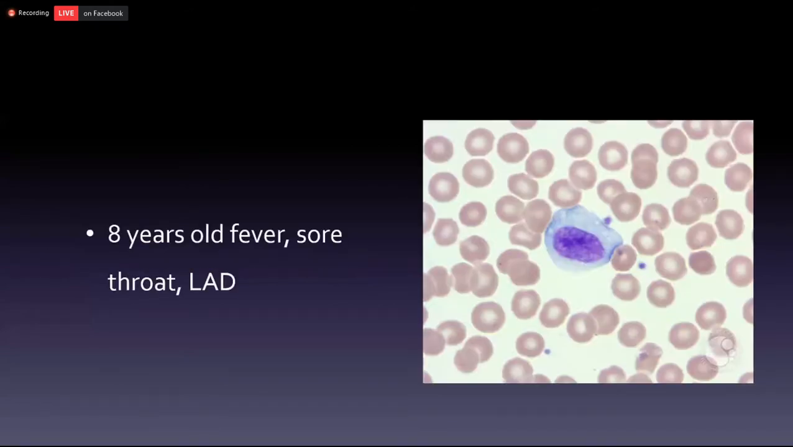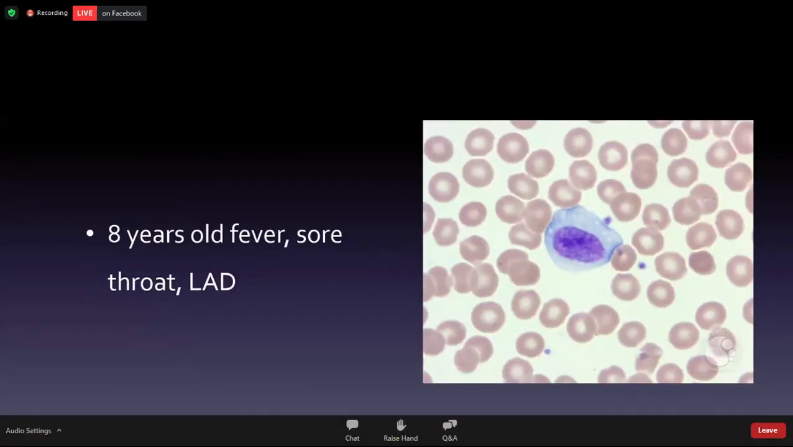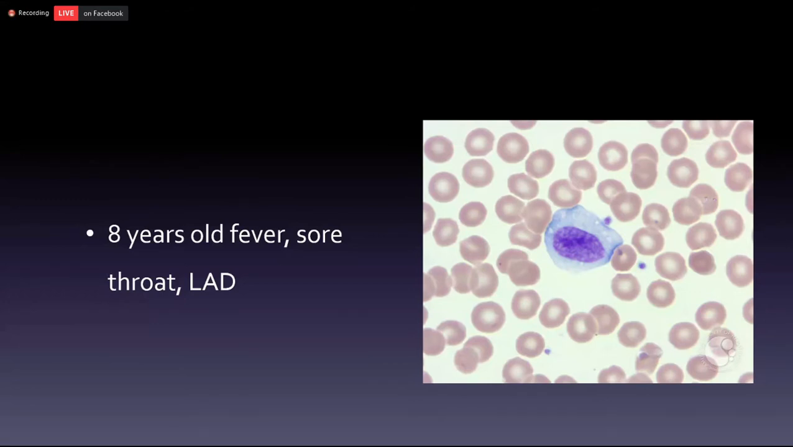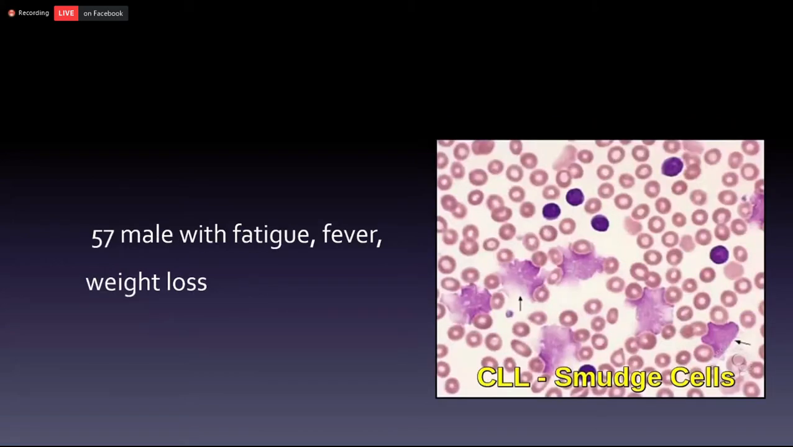To give you an example, this is an 8-year-old kid with fever, sore throat, and lymphadenopathy. And on the right, you are seeing atypical lymphocytes, large lymphocytes with steel blue cytoplasm, open nuclei, which is a characteristic downy cell, which you see in EBV infection. So this is infectious mononucleosis.